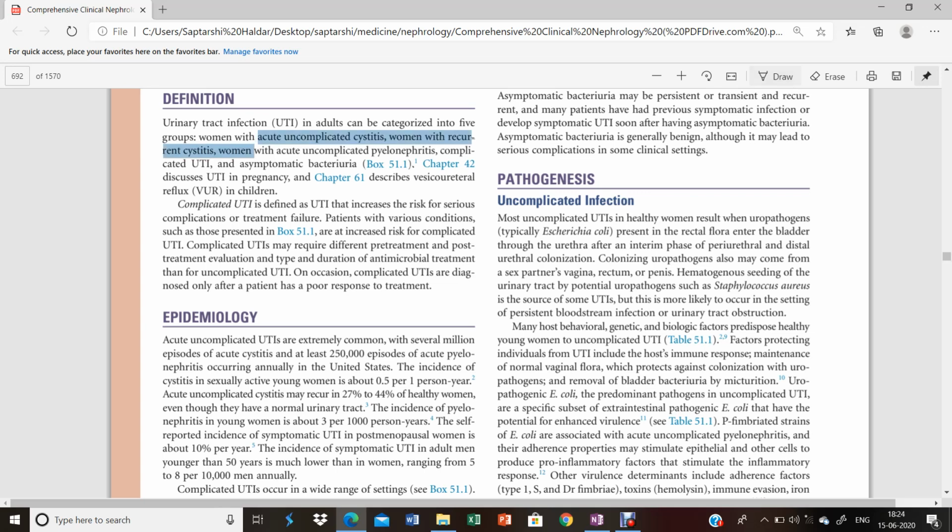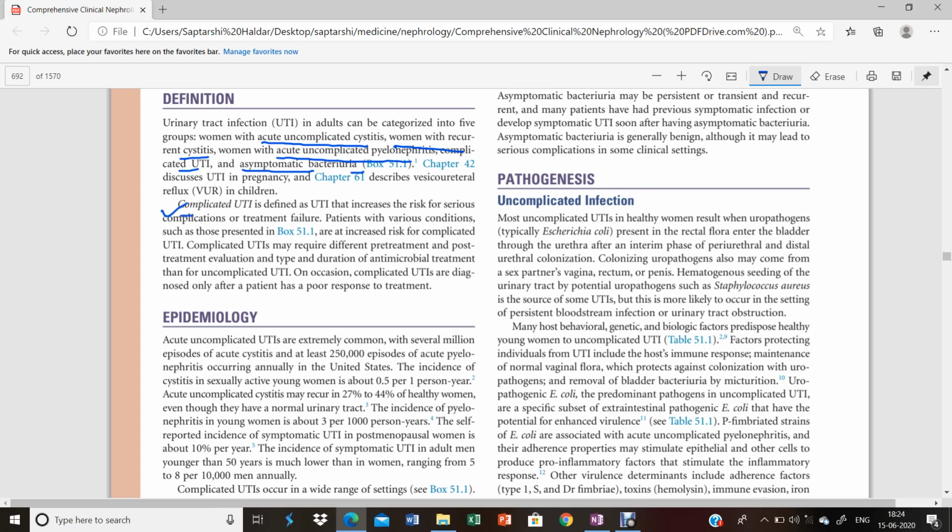Acute uncomplicated cystitis, women with recurrent cystitis, women with acute uncomplicated pyelonephritis, complicated UTI and asymptomatic bacteriuria.